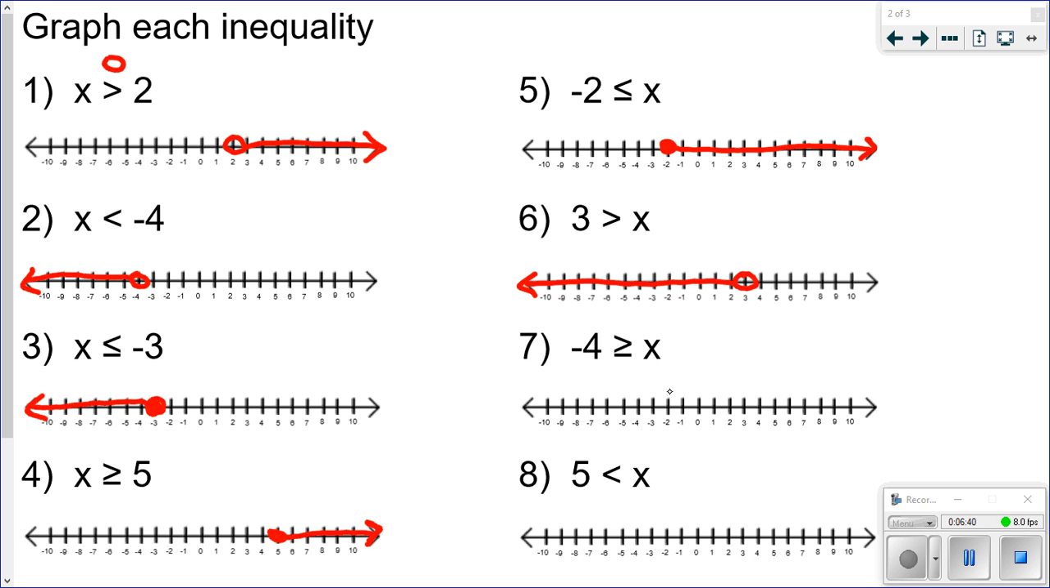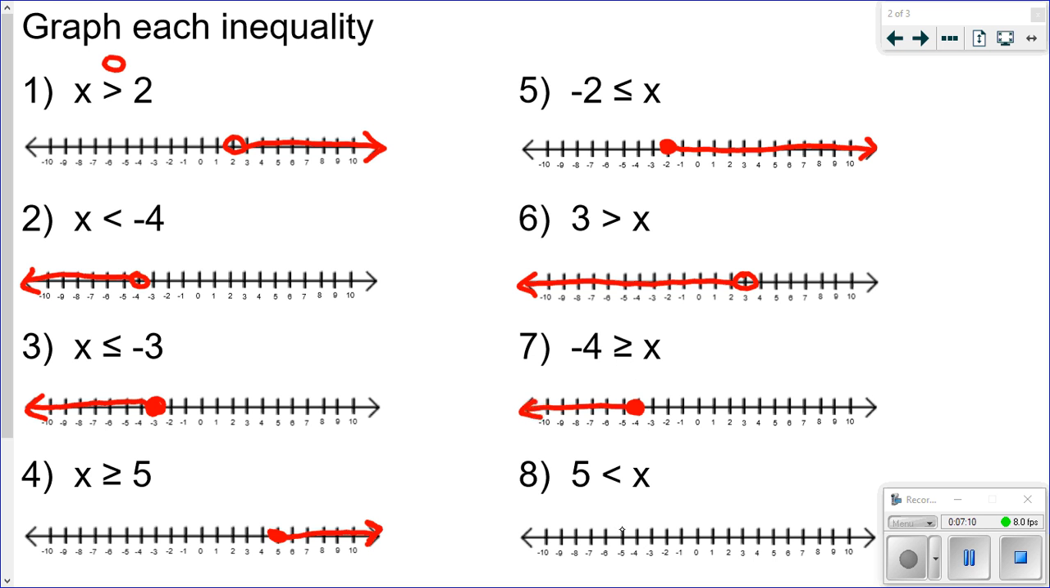-4 is greater than or equal to x. So we've got a closed circle at -4. The alligator's eating the -4. That means x must be smaller than the -4. So if x is smaller than -4, those numbers are to the left. And again, the variable's on the right side, the arrow's pointing to the right, so I shaded to the left. So when the variable's on the right side, the arrow points in the opposite direction that you shade.